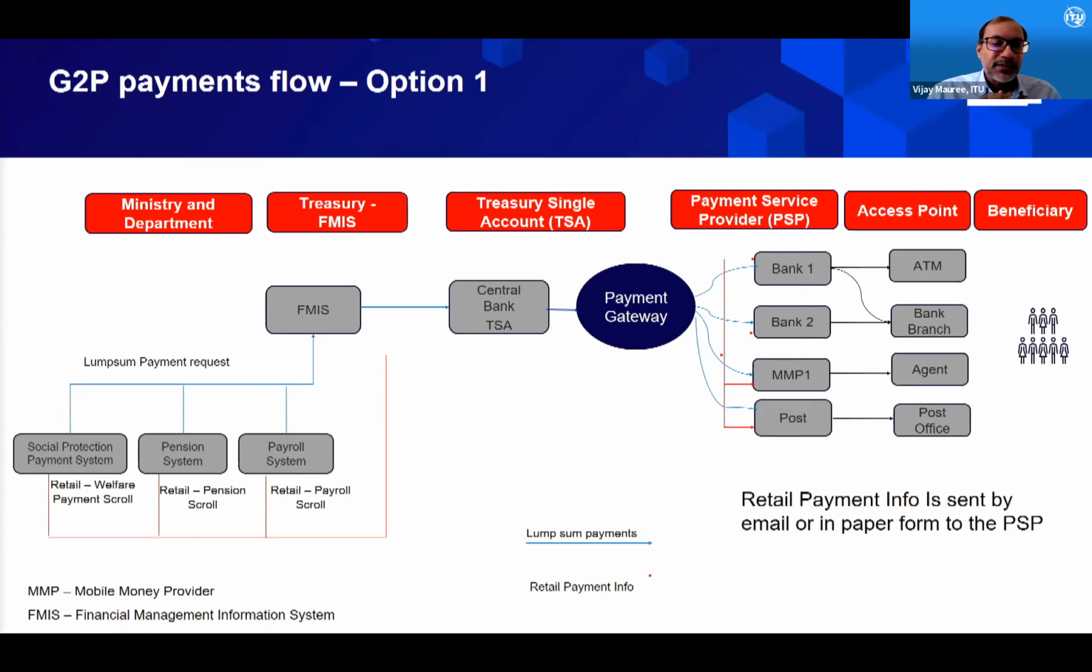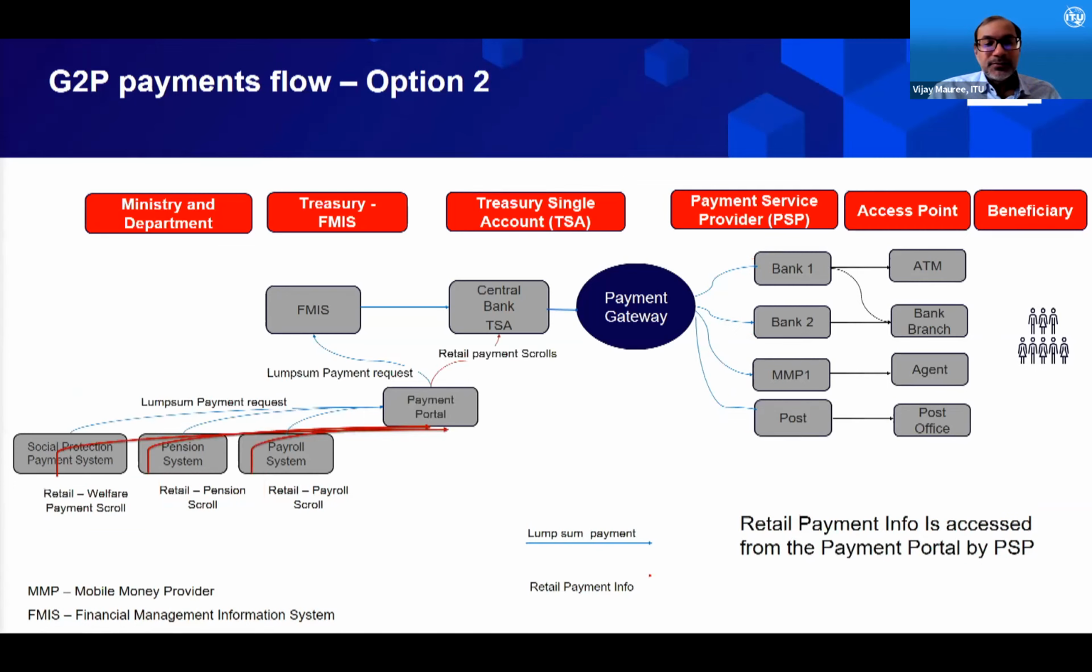So as you can see on this slide, in this first option, we do not have a payment portal, which means that the lump sum payments, for pre-funding the accounts at the level of the payment service providers, would be sent either in paper form to the treasury, who would then send this afterwards to the central bank for the pre-funding to take place. And the same thing for the retail scroll. This will also happen in a paper-based manner, and that's currently how a lot of the systems are in a number of governments today.